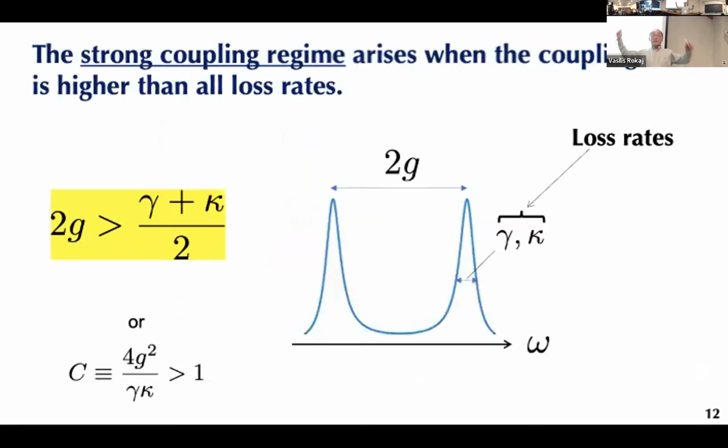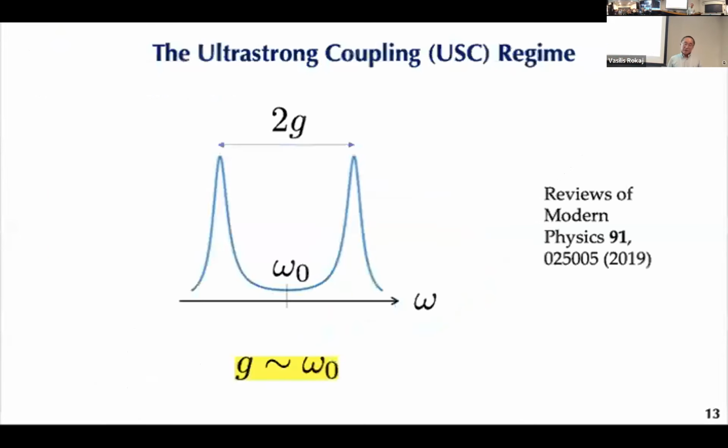And whenever this becomes the strongest, largest rate in the system, we are in the strong coupling regime. So in the frequency domain, what we should see is that splitting larger than any loss rates. Gamma is the matter decay rate, and kappa is the photon decay rate. In most of our systems, gamma is related to decoherence rates of electrons, electron-phonon scattering, electron-electron scattering. Kappa is related to the Q factor of the cavity. So both are important to be in the strong coupling regime.